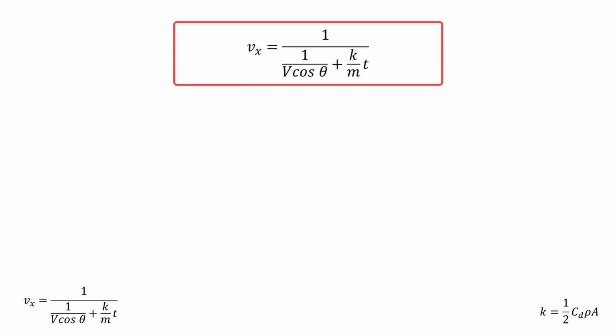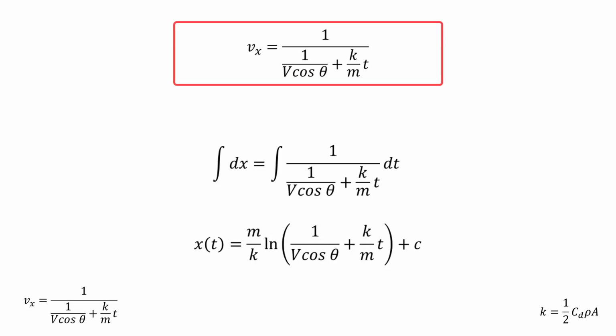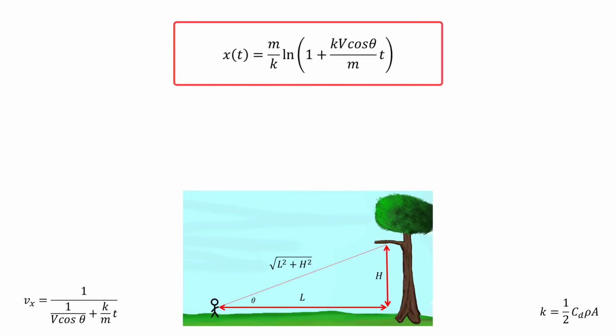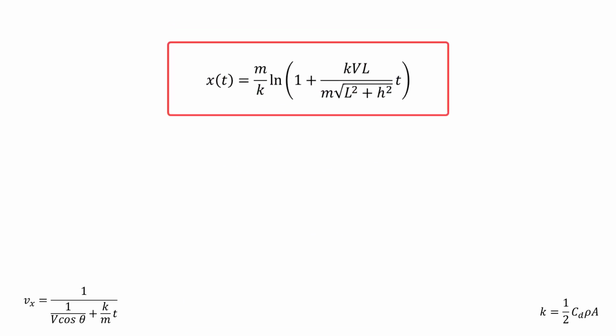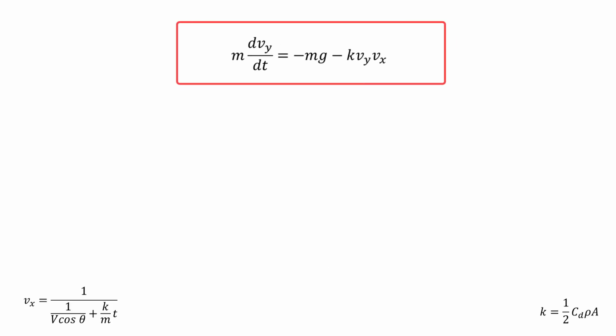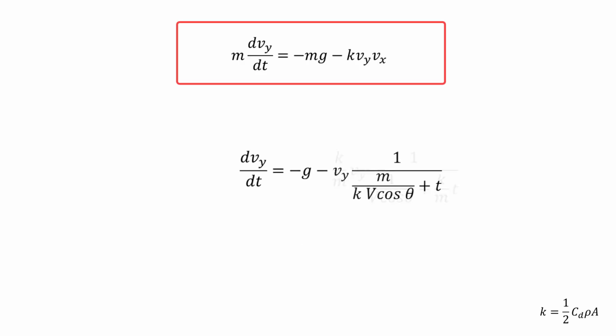Now let's rewrite the x velocity as dx/dt, separate and integrate. And since the projectile starts at the origin, we set the initial condition to 0, then use that to get the unique solution, which we can then rewrite in terms of L and H using this triangle. Now onto the y component. Let's divide by m, substitute in our result for Vx, and then rearrange. Clean up some notation by introducing a new variable alpha, and then rearrange.